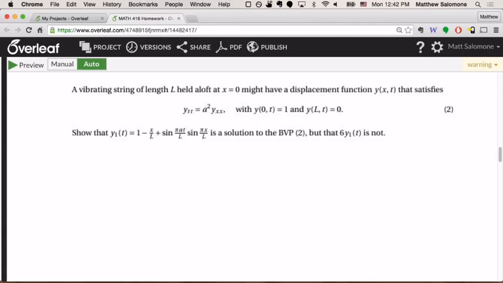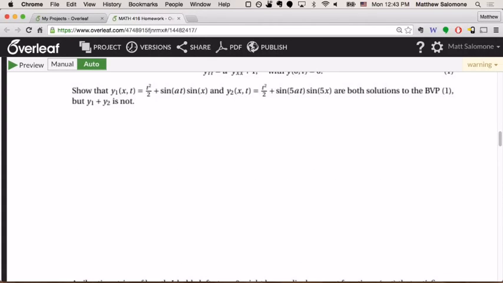Particularly those of you who are really focusing in on the boundary conditions were more successful on this part than on the first part, because you'll probably notice that the boundary conditions are what fail to be satisfied by 6y1 on this portion of the problem, even though 6y1 still satisfies the partial differential equation. So here, the PDE is still satisfied by a scalar multiple of y, but the boundary conditions are no longer satisfied by that scalar multiple of y.